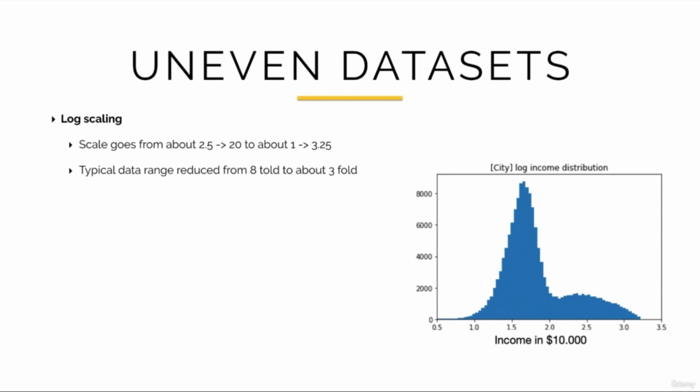So rather than going from about 8-fold, which is from 2.5 to 20, we only have about a 3-fold change from 1 to 3. And that is extremely important for our machine learning algorithm because it now has to focus on a lot smaller range of data.